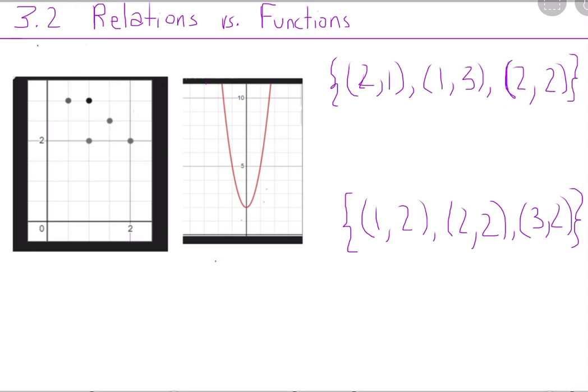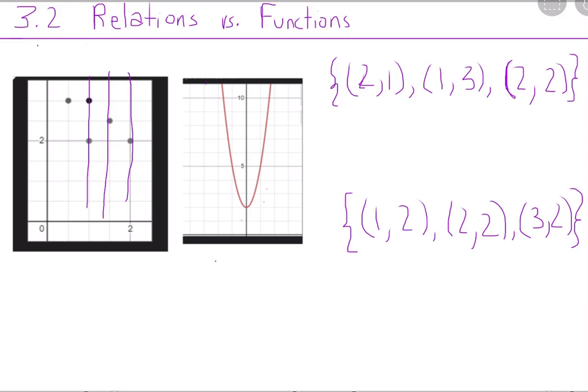So in this case, I can start off by drawing vertical lines. That only intersects 1 point, so I'm good. This only intersects 1 point, I'm good. Now this intersects 2 points, so that means that this relation is not a function.